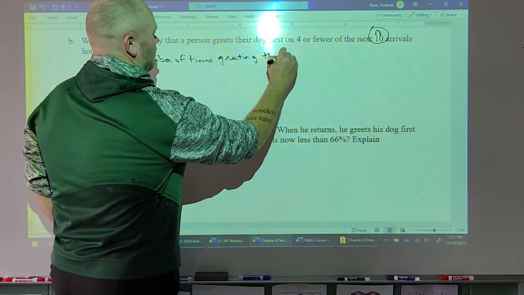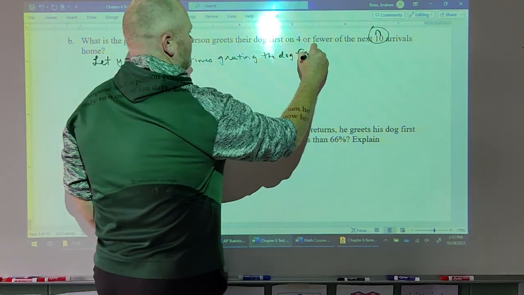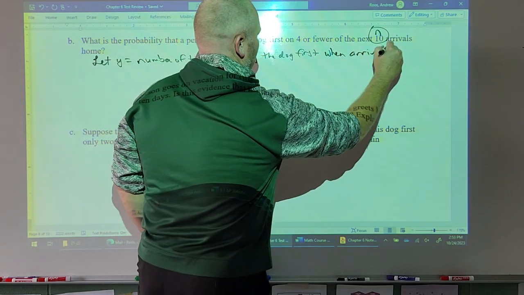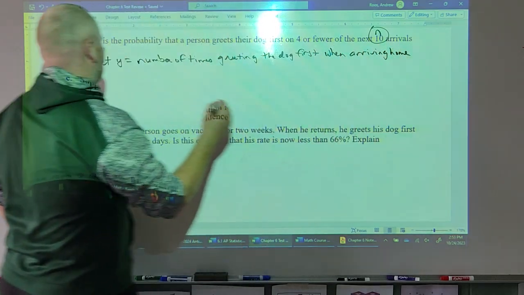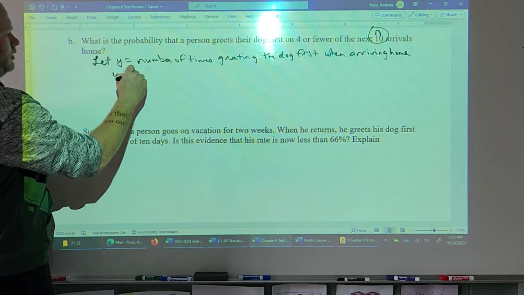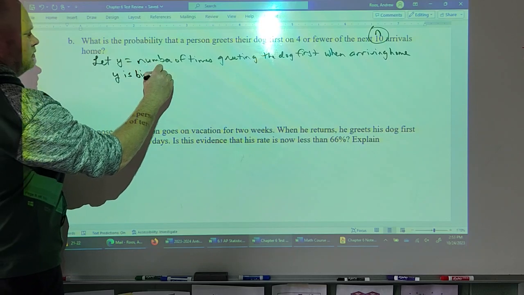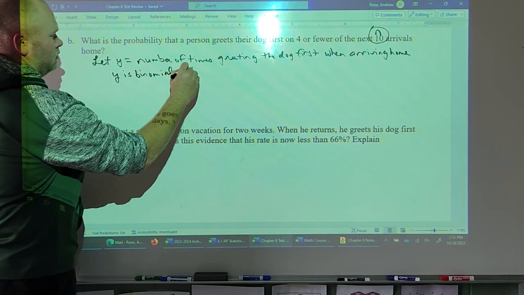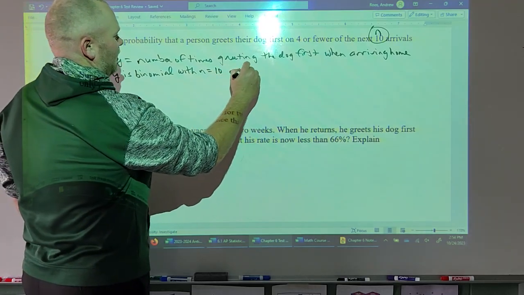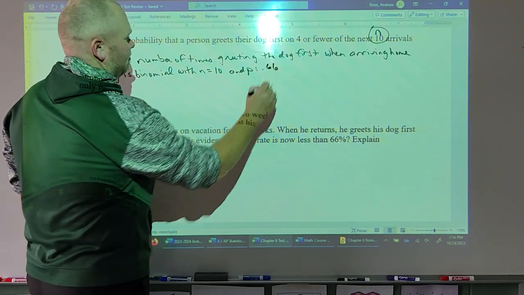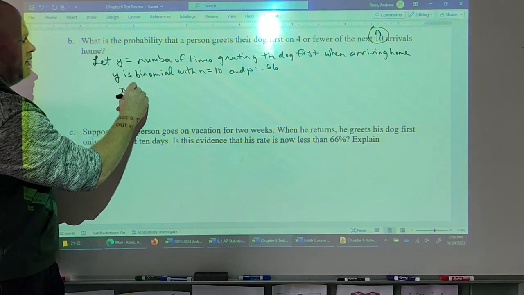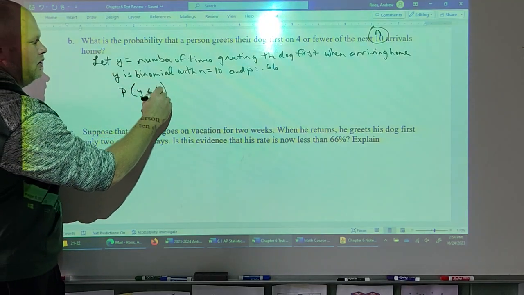Okay, so then y is binomial with trial size of 10 and probability of success of 0.66. So 4 or fewer would mean find the probability that y is less than or equal to 4.